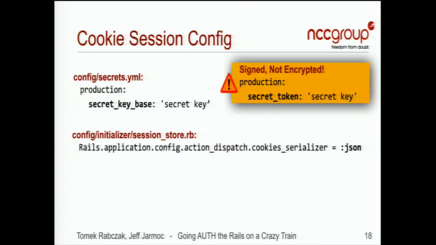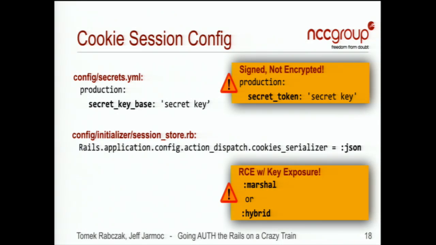The next point to talk about is how that serialization process works. In the config initializer session store, the cookie serializer parameter defines how sessions are serialized. In versions of Rails 4.1 and greater, it defaults to using JSON for serialization. Less than 4.1, you're going to get marshaled sessions. And anybody who follows Rails security is going to remember the deserialization vulnerabilities in 2013, with YAML over XML and JSON. That was due to Marshal deserialization.